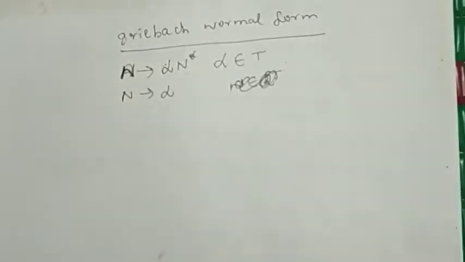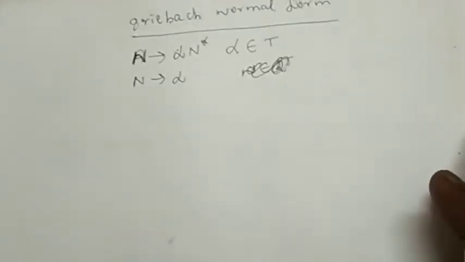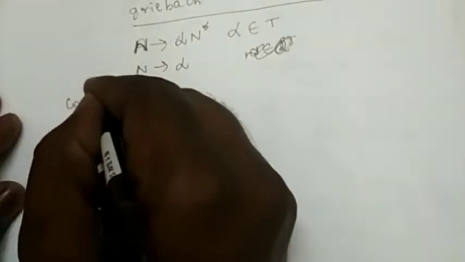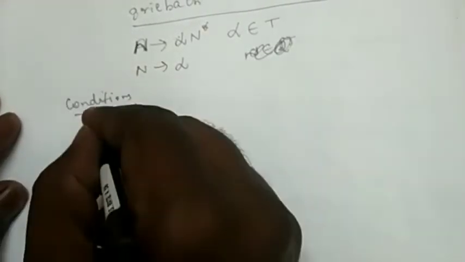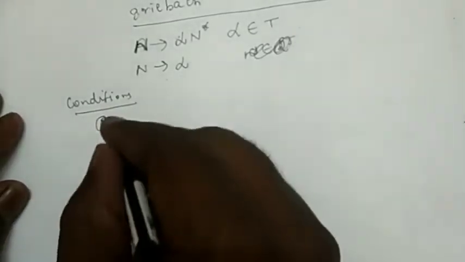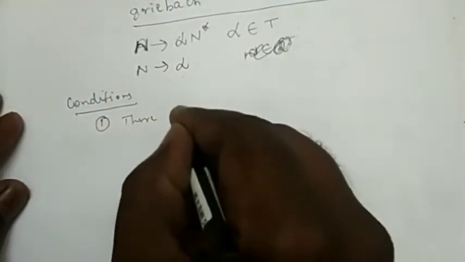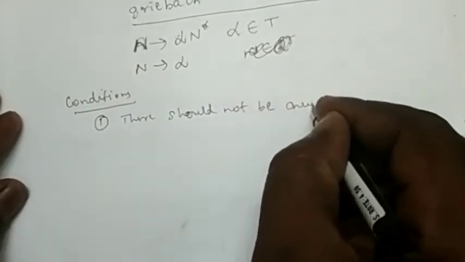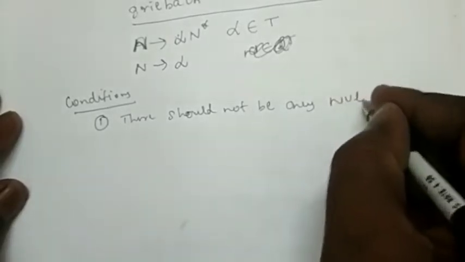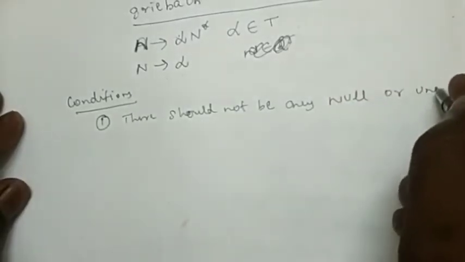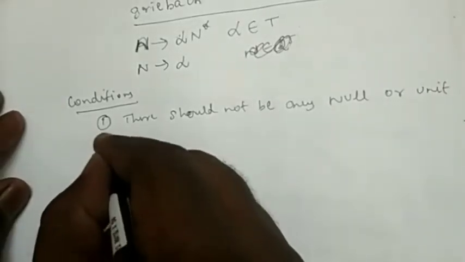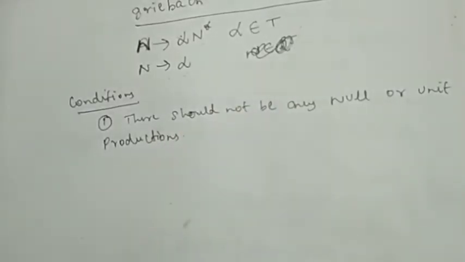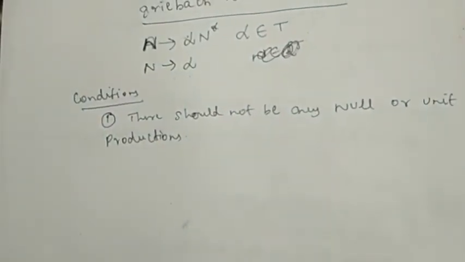But there are a set of preconditions or prerequisites to work out Greibach normal form. So the conditions are: number one, there should not be any null or unit productions.